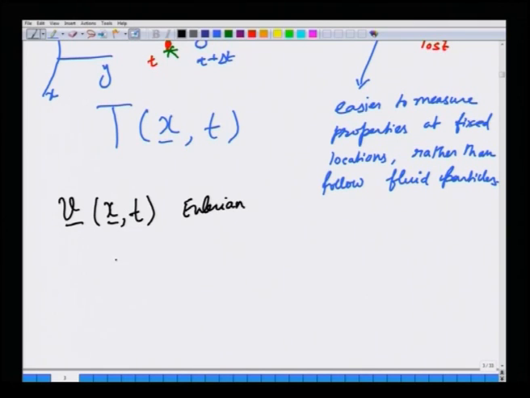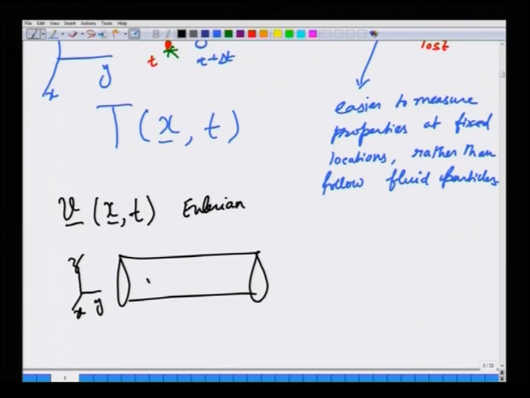Suppose you have a flow in a pipe, okay, and you put a coordinate system x, y, z. Okay. So, you can sit at this point and measure its velocity as a function of time, and then change the location of observation, or you can put multiple probes for velocity and then measure the velocity at various fixed locations in space as well as time. Okay. That is the main crux of the Eulerian description.